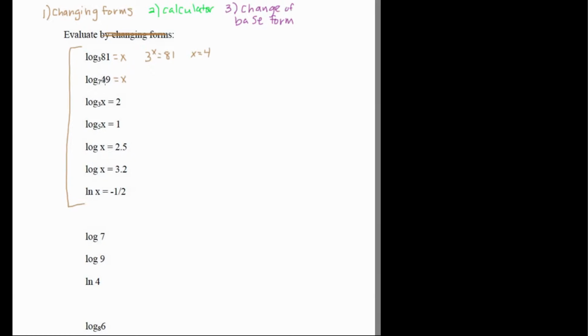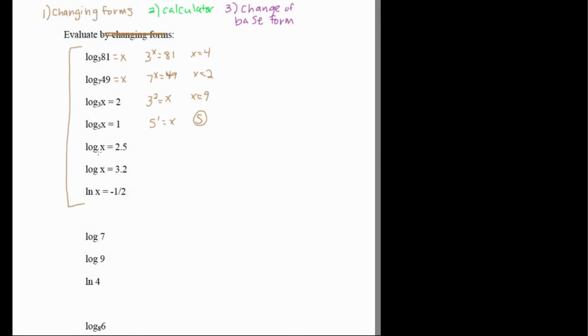Change forms. 7 to the x equals 49. Okay, so you can tell by looking at that, what does x have to equal? 2. Okay, let's try this one. 3 to the 2nd power equals x. Just by changing forms, it becomes quite clear that x has to be 9. Change forms. 5 to the 1st equals x. So x is equal to 5.